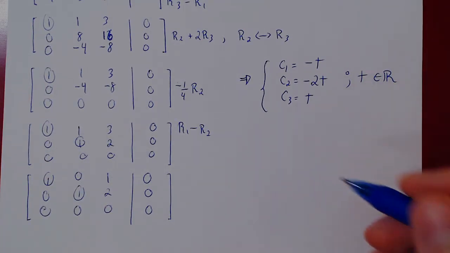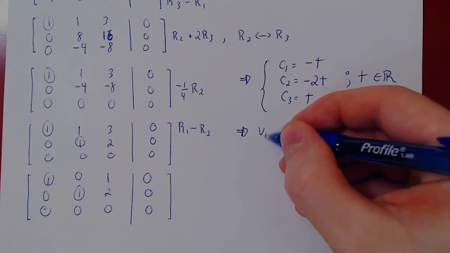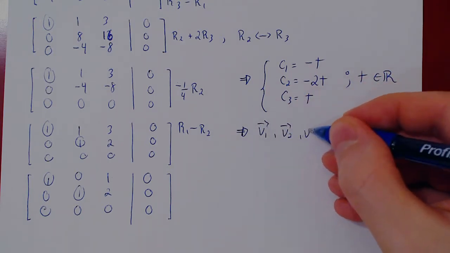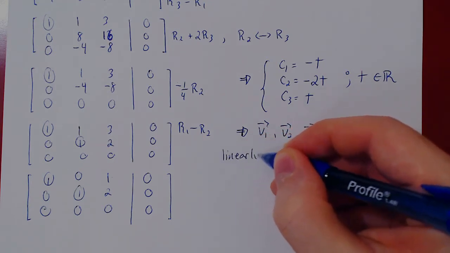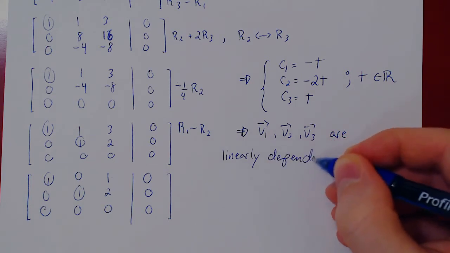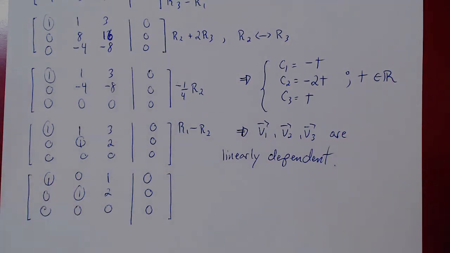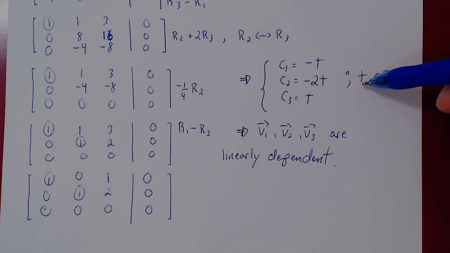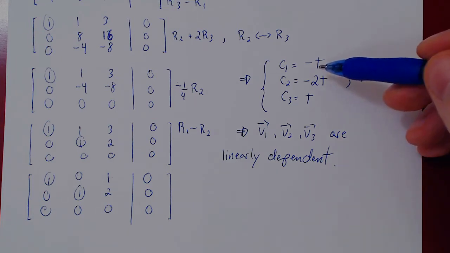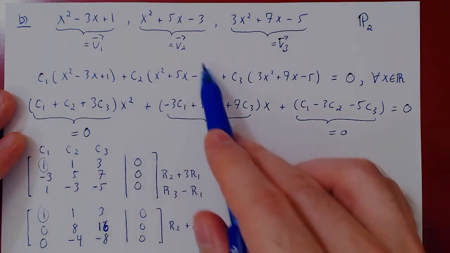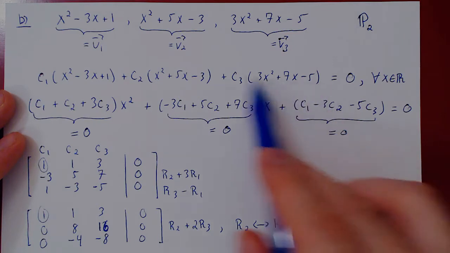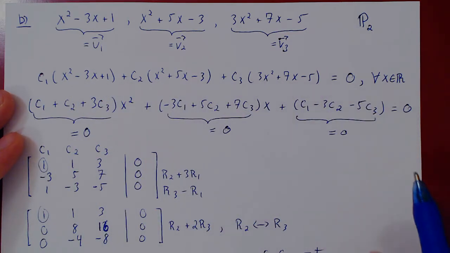So here I'll be a little lazy. I'll just simply rewrite v1, v2, and v3. And if you wanted a simple non-trivial solution, you could take t to be simply 1 or negative 1. Say you take t to be negative 1, then you will have the solution 1, 2, negative 1. And so if you would do 1 times v1 plus 2 times v2 minus v3, and you can check, you will arrive at the zero polynomial.